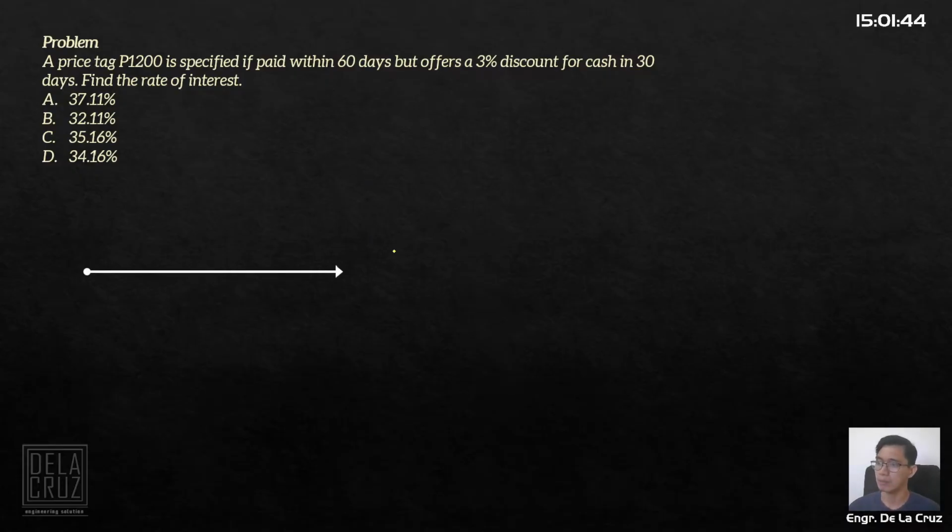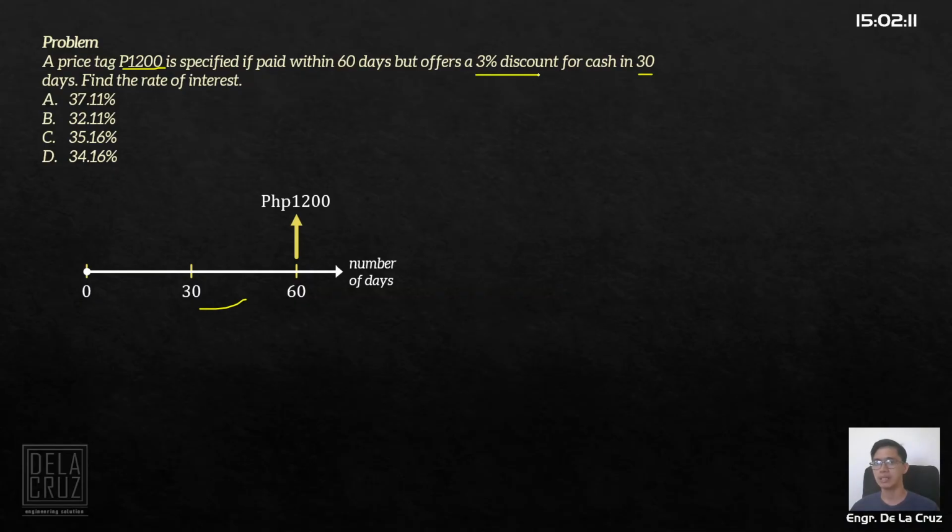Alright, yung technique dito, let's try to draw the cash flow. Let's say this is the number of days. So, after 30 days, 60 days. So, after 60 days daw, kung babayaran mo yung price tag, yung isang item, yung babayaran natin is 1,200. Pero pag binayaran daw natin siya in 30 days, merong discount na 3%. So, binanggit dito is discount only. Walang term na simple interest. So, we will assume na yung 3% discount niyan is yung discount within the 30 days.